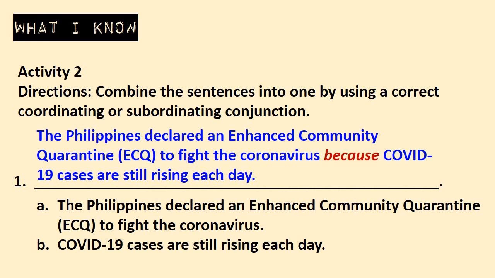Activity 2. Combine the sentences into one by using a correct coordinating or subordinating conjunction. But the answer may vary. Number 1. A. The Philippines declared an enhanced community quarantine to fight the coronavirus. B. COVID-19 cases are still rising each day. To join the two sentences, you use the common subordinating conjunction. The Philippines declared an enhanced community quarantine to fight the coronavirus because COVID-19 cases are still rising each day.